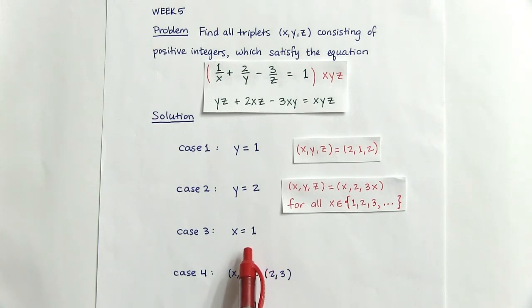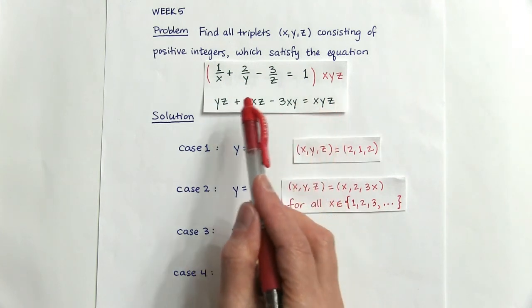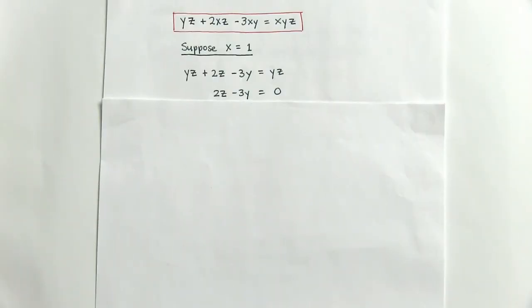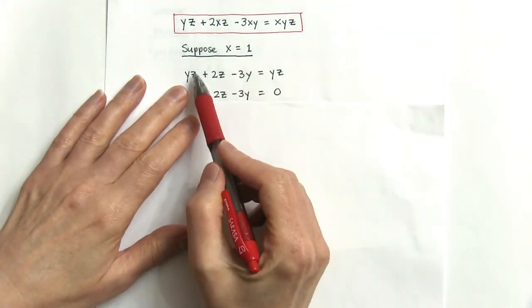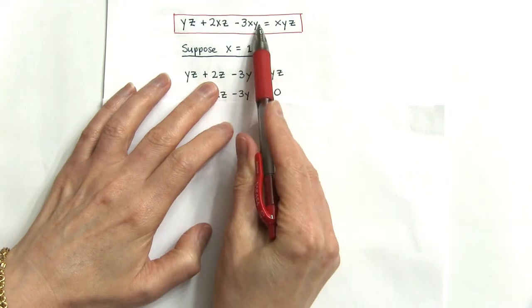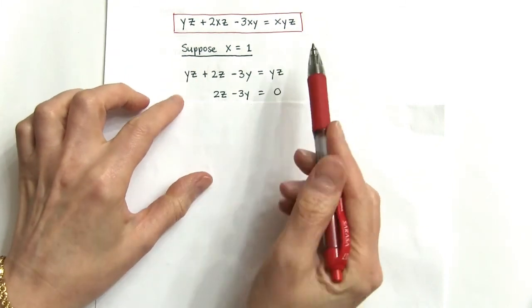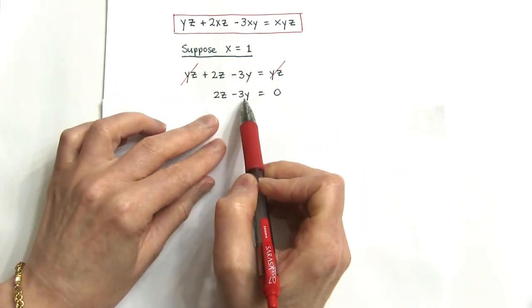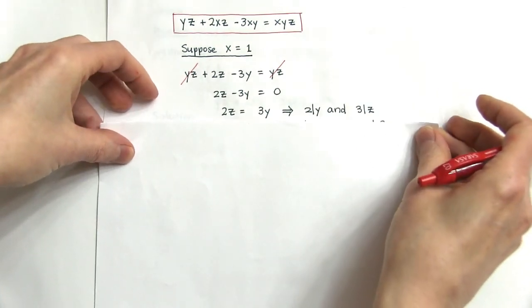So now we will set x equal 1 in this equation, and we need to solve for the positive integers y and z that satisfy this equation. And we can do that like this. For case 3, we're going to set x equal 1 in this equation, so this becomes yz plus 2z minus 3y equals yz. We have a yz on both sides of this equation, so we can subtract yz from both sides, and we're left with 2z minus 3y equals 0. This means that 2z equals 3y.